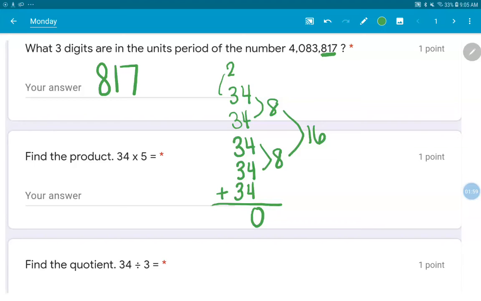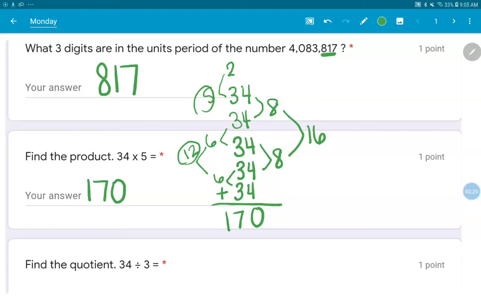So 2 and 3 make 5. 3 plus 3 is 6. 3 plus 3 is 6 again. 6 plus 6 is 12, so I need to add 12 plus 5, and that equals 17. So my answer is 170.